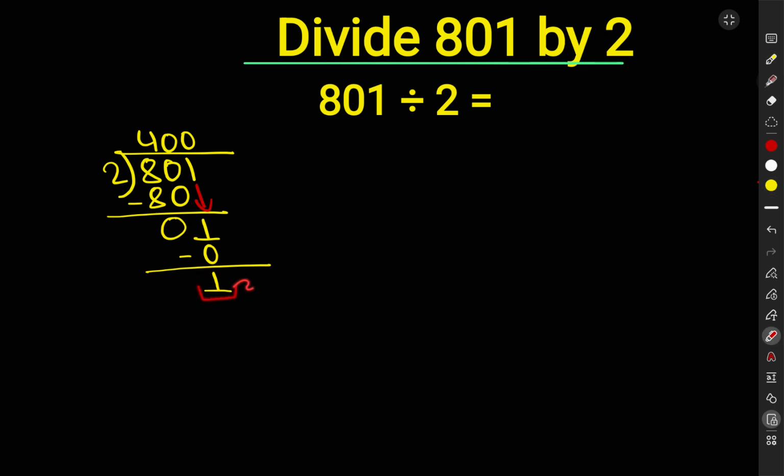So now this 1 is less than 2 and there is no other number to put it down. So we take here a decimal so that we put 0. So now it is 10 and 2 times 5 is 10. On subtracting we get 0. So 801 divided by 2 is 400 decimal 5.